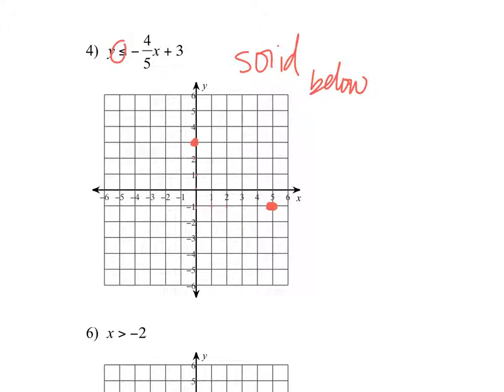And if I had room, I would go up 4 and backwards 5. That's just kind of off the graph there. Now I'm just following the directions I wrote for myself. Make a solid line and shade it below.